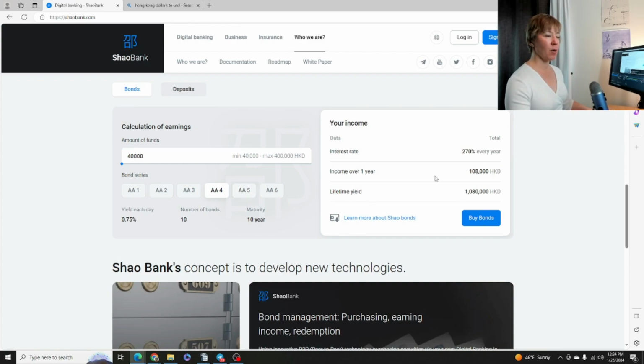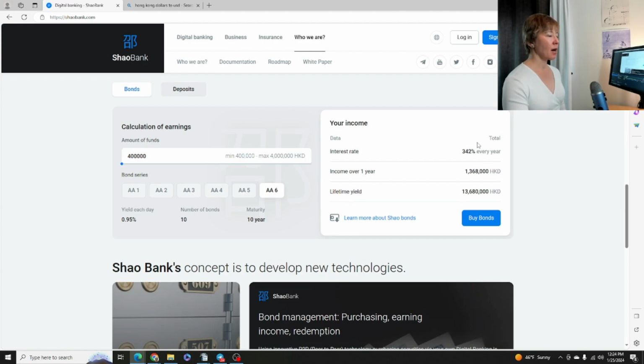The next one, AA4, 270% every year. You'll be getting 108,000 Hong Kong dollars. Lifetime is going to be 1,080,000 Hong Kong dollars. AA5 is going to be an interest rate of 306% every year. This is what's going to yield you every year in Hong Kong dollars. And then the lifetime, that 10-year lifetime, is what you're going to be collecting again.